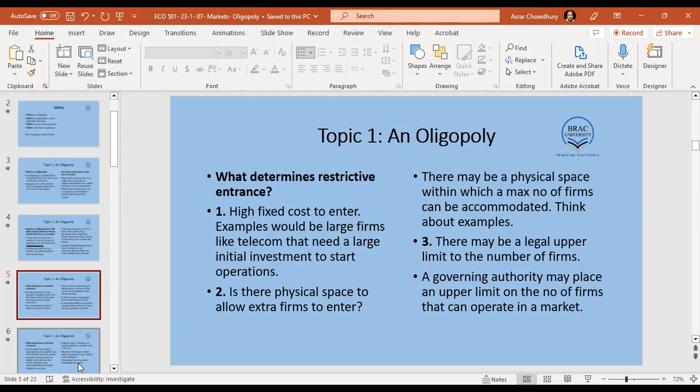So in lots of industries, the government sets the number of firms. That here there cannot be more than 3 firms, or 4 firms or 5 firms. So if that is the case, just like physical space, even if you have the money, even if the residual demand is there for you to sustain, you can't enter the market. So that's another reason why it's restricted, right?